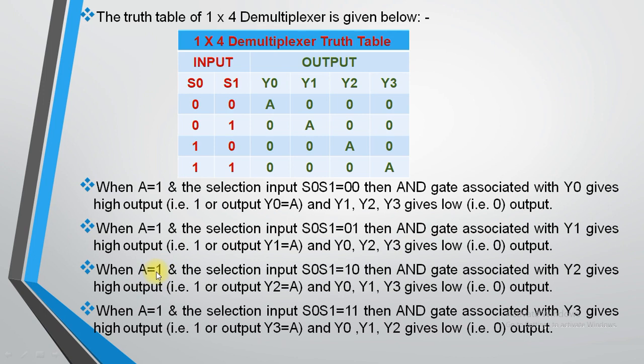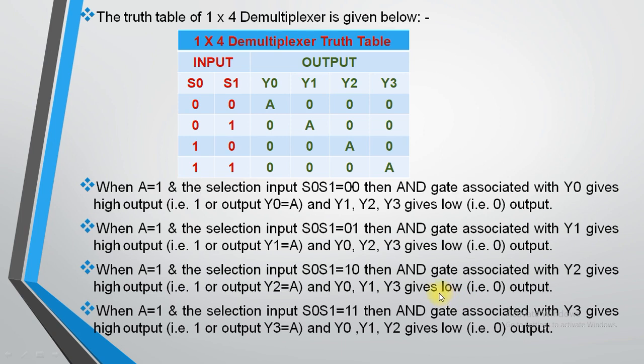So when A equals 1 and selection inputs S0 and S1 equal 1, 0, then the AND gate associated with Y2 gives high output, which means 1, or output Y2 equals A. You can see over here for the combination 1, 0, that means for the third combination, Y2 equals A. The remaining variables Y0, Y1, Y3 are 0, or they produce low output.